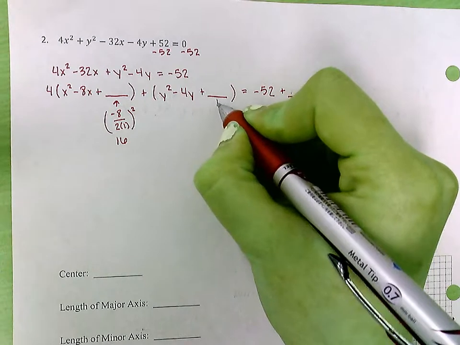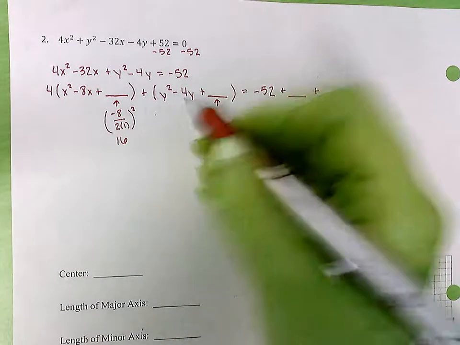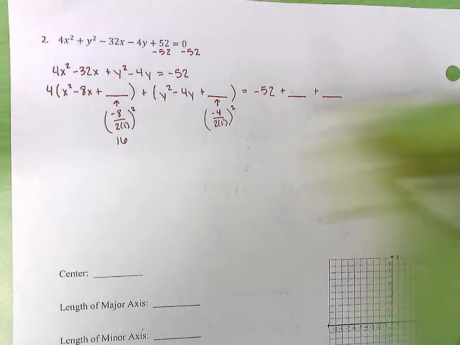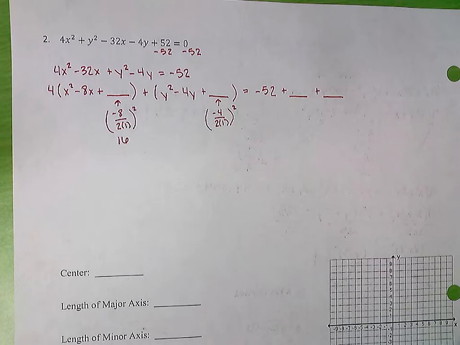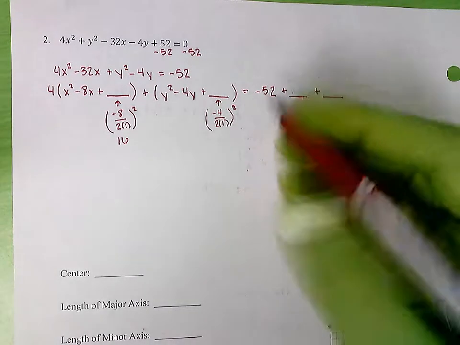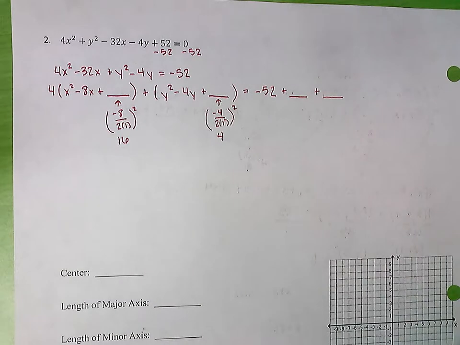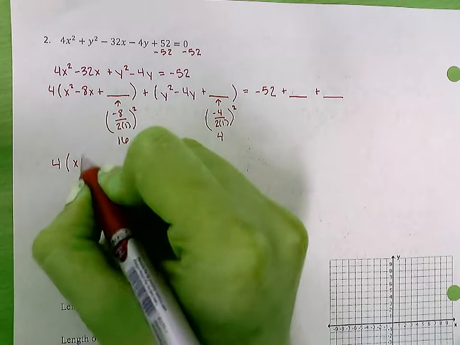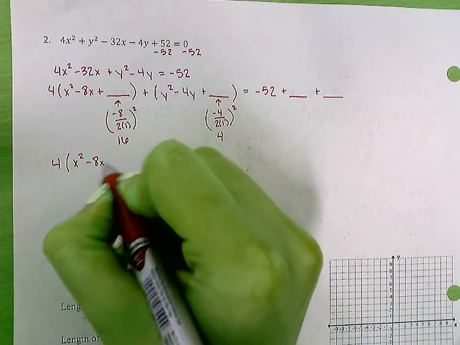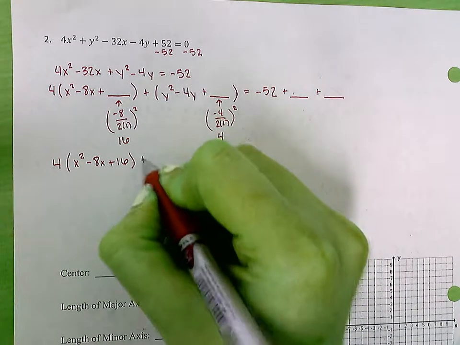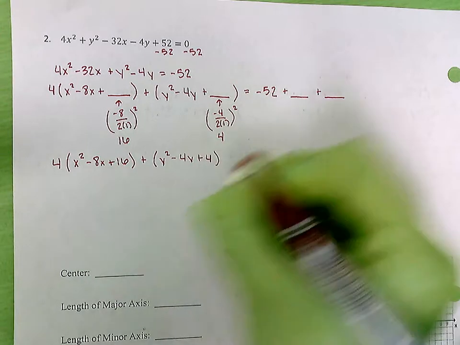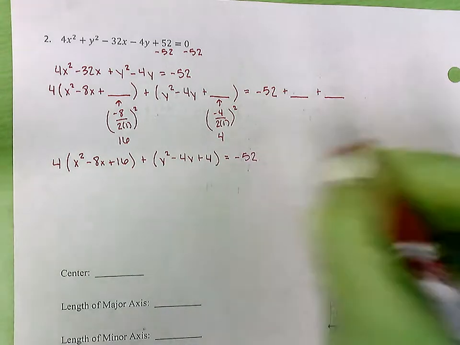Okay, same thing for this one. Take our b value, negative 4, divide by 2, and square it. So we have negative 2 squared is 4. Okay, so here now I have 4 times the quantity x squared minus 8x plus 16 plus y squared minus 4y plus 4 equal to negative 52.